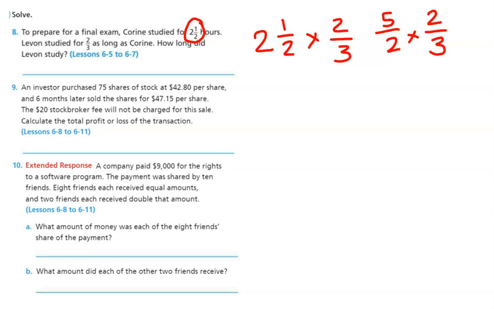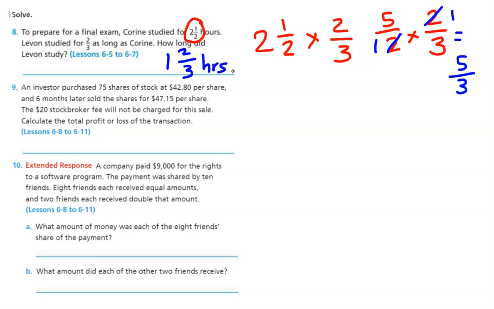My guess is you guys probably went ahead and multiplied across. I really hope you remembered that you can cross cancel before you start. So 2 and 2 can both be divided by 2 to equal 1. So that means your answer is going to be 5/3. And I know that 3 goes into 5 one time, and that would leave me 2/3 left over. So that means Lavon studied for 1 2/3 hours.